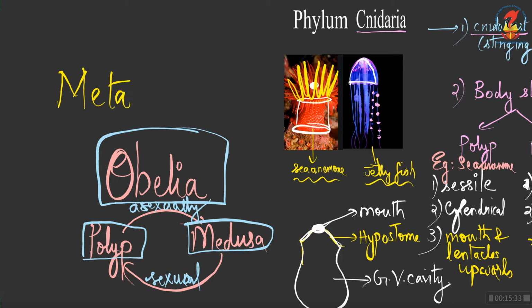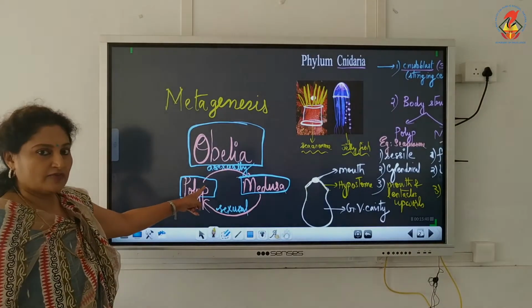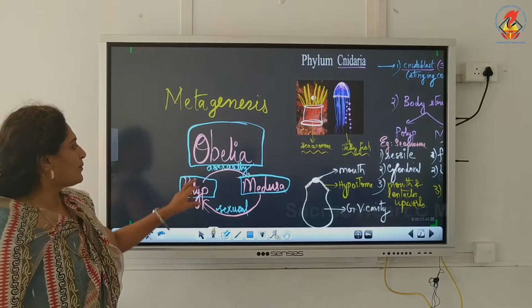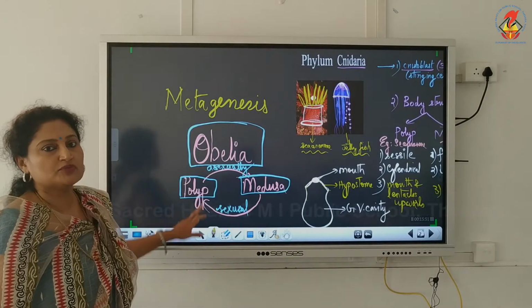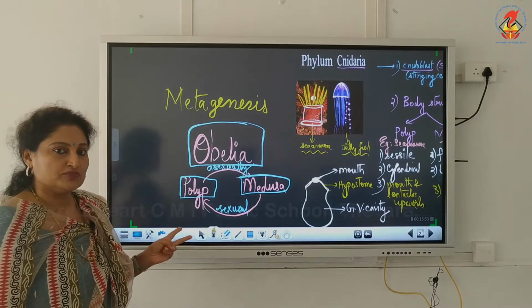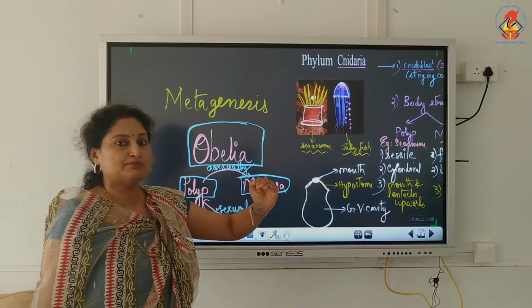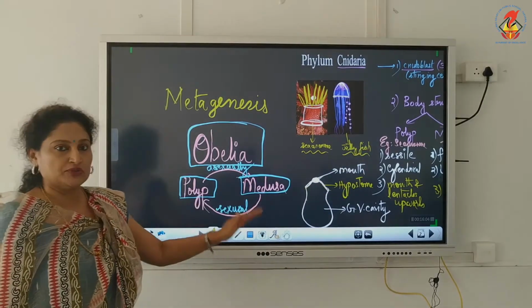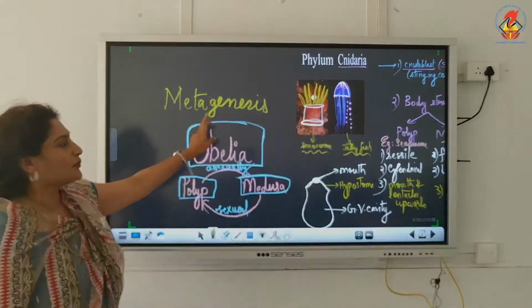Very important, what is metagenesis? In general, we can say alternation of generation found in obelia, where you see polyp alternates with medusa. Now be more clear on it. Polyp gives rise to the medusa asexually, and medusa gives rise to the polyp sexually. So they exist in two forms, but not together, alternating. One generation they exist for some weeks in polyp form. Then the polyp gives rise to the medusa, and then for the other few weeks they exist in medusa. Then the medusa gives rise to the polyp. So this alternation of generation is called metagenesis, which is found in Obelia.